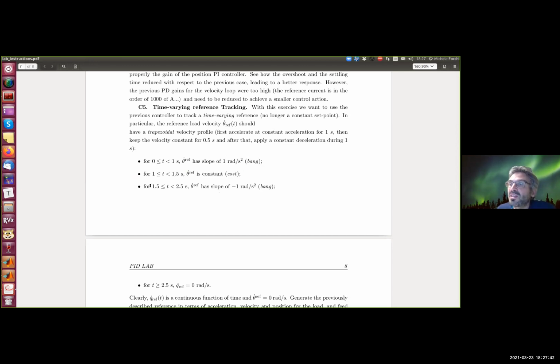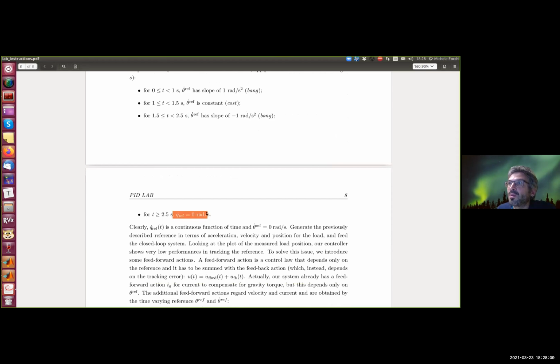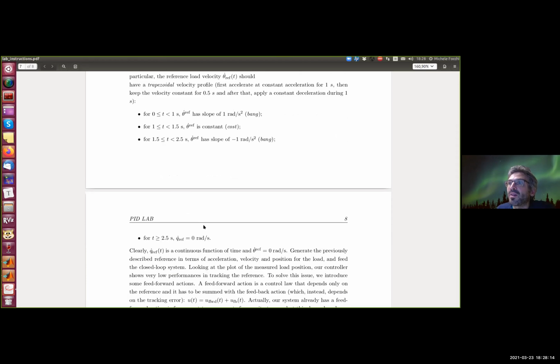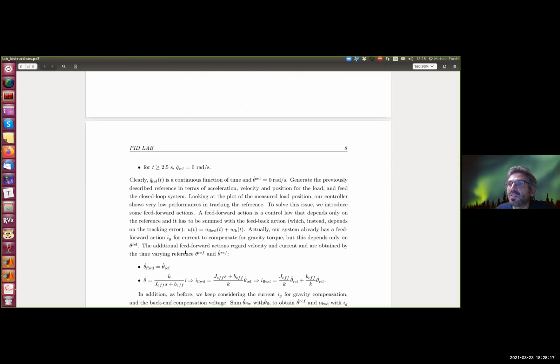And then we create a negative acceleration at minus 1 rad per second squared that will drive the velocity to zero. And this for another 1 second. So for the first second, we accelerate, keep constant for half a second, and then for another second, we decelerate to zero. And we get something like a trapezoidal velocity profile. And then, so this is theta ref, I will correct afterwards. We keep zero velocity.